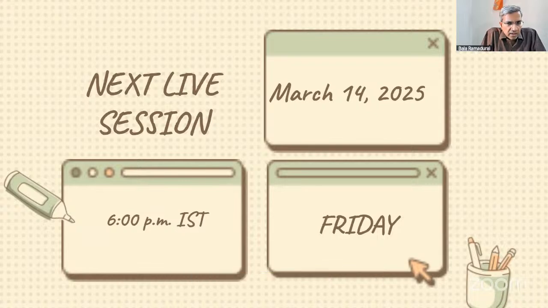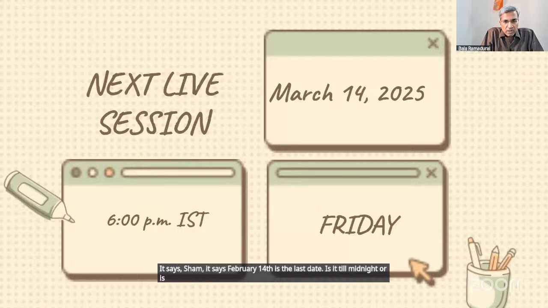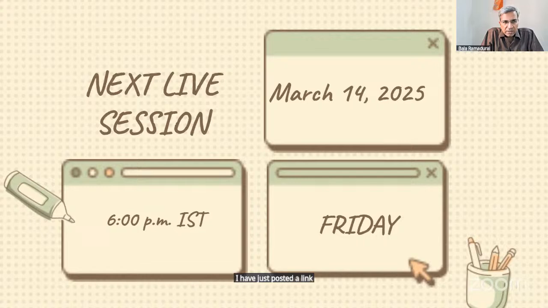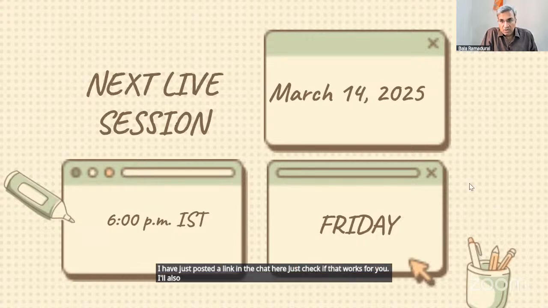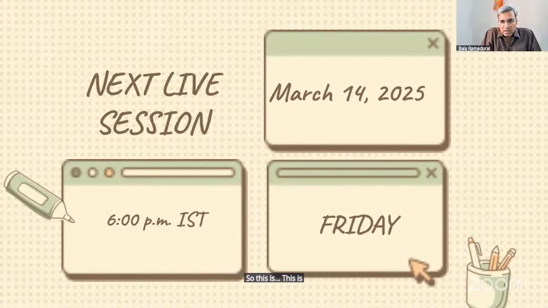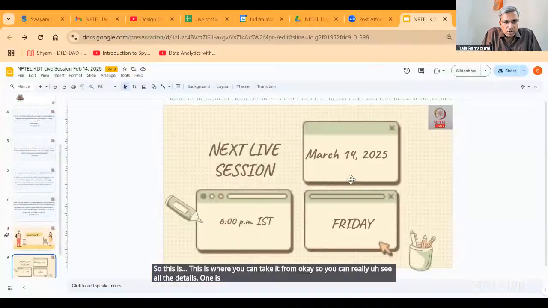It says, Shyam, February 14th is the last date. Is it till midnight or is it already over? I'm not very sure. I have just posted a link in the chat here. Just check if that works for you. I'll also paste this in the YouTube chat. So this is where you can take it from. You can see all the details. If you scroll all the way down, it tells you what the eligibility criteria is. Also, the website tells you the exam date.